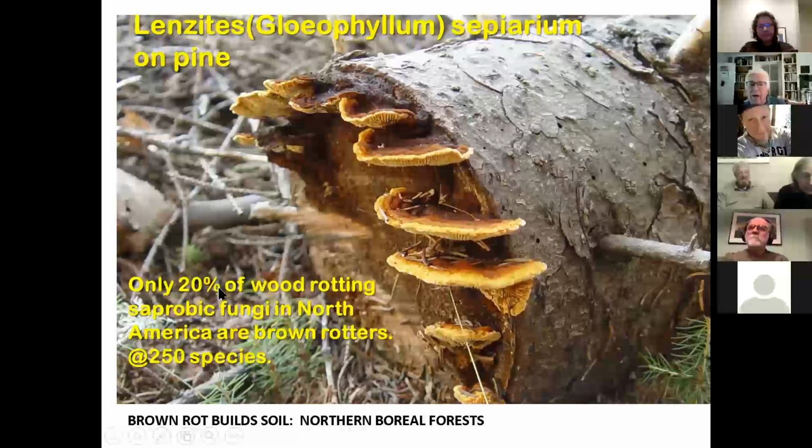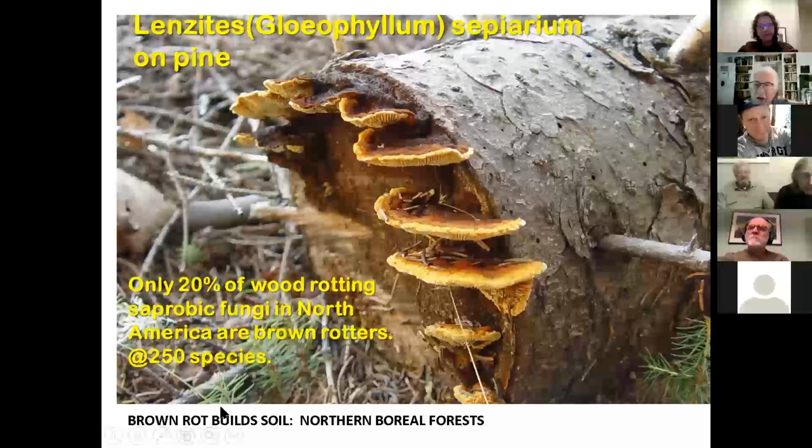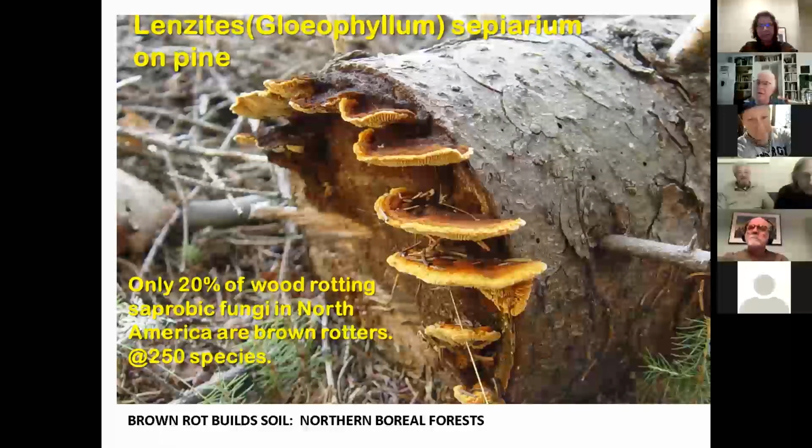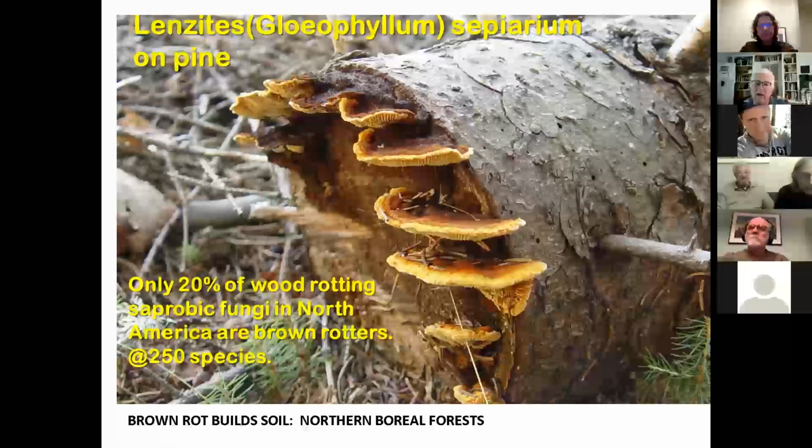Only about 20% of wood rotting saprophytic fungi in North America are brown rotters. It's only about 250 species, but they're really important not only in the temperate forest, but more so in the boreal forests of Canada and through the taiga and in Northern Europe and Asia. These are the ones that will create a lot of soil there.